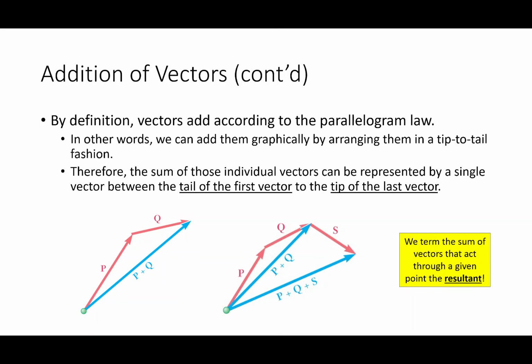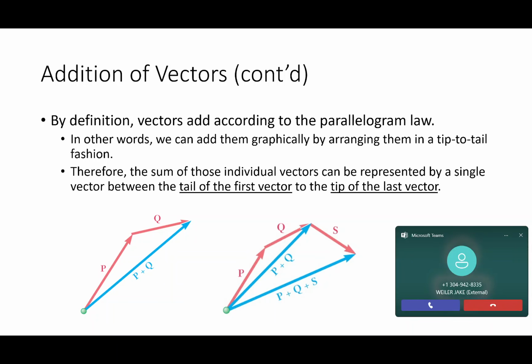The idea is, if I have vector P and vector Q going through a common point, I can move those vectors so that we start with vector P and then vector Q. The start of vector Q starts at the end of vector P.